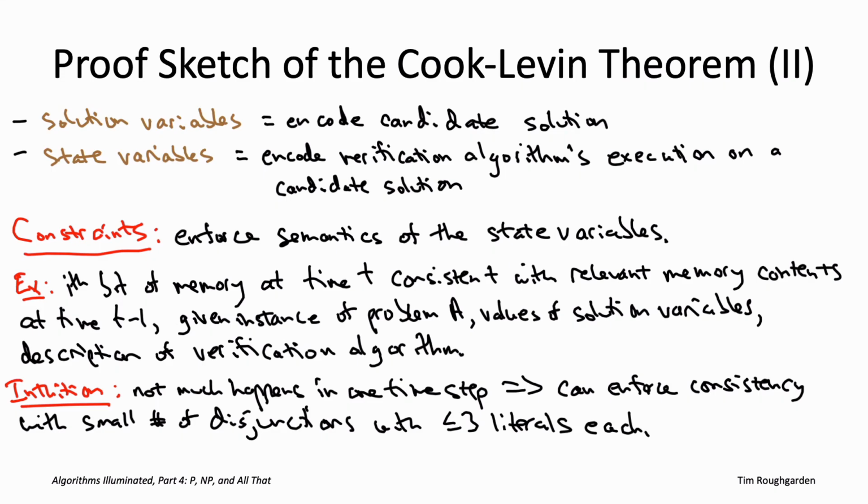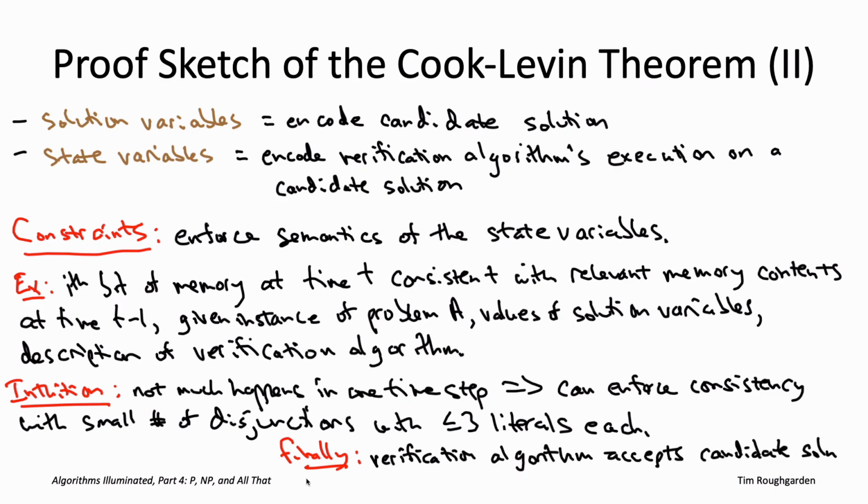So let's take stock of where we are. Given these constraints, how can we interpret a truth assignment to the 3-SAT instance that we've constructed? Well, there are these true-false values assigned to the solution variables, so we can interpret that as a candidate solution. And then all of these state variables tell us what the verification algorithm would do with that particular candidate solution. Oh, we are actually missing one constraint, which is that, in addition, at the end of the verification algorithm's execution, it should accept the candidate solution described by the solution variables.